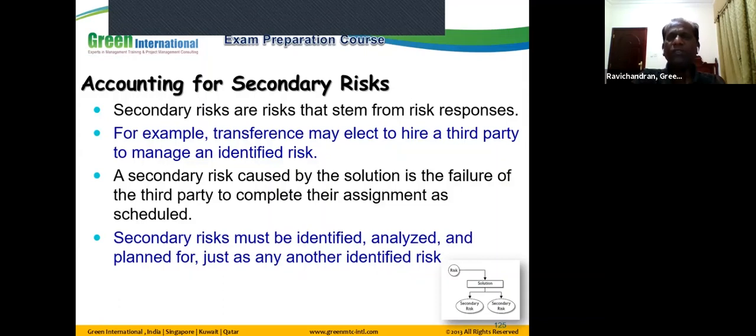So what do we need to do with this risk? Again, we need to identify such a secondary risk and take it to the planning process. Go through the qualitative analysis and quantitative analysis, and come up with the risk response action plan. If these action plans require modification to the baselines, you take it to integrated change control, get it approved, and then modify the plan. So whether it is a new risk or a secondary risk, we need to go through the planning processes again and come up with the action plan.